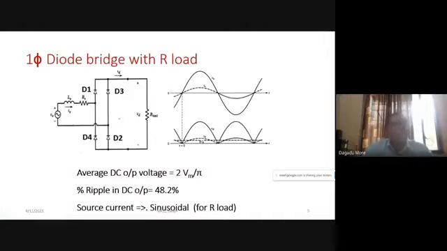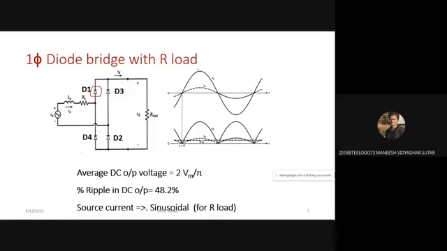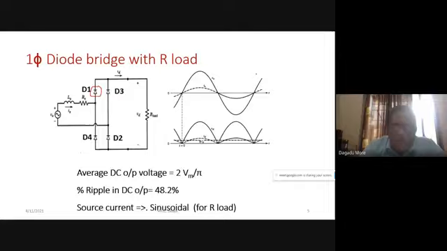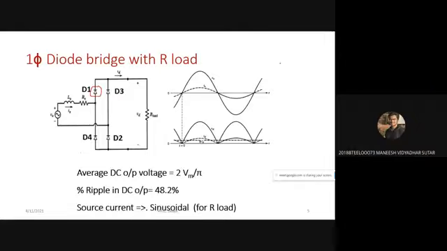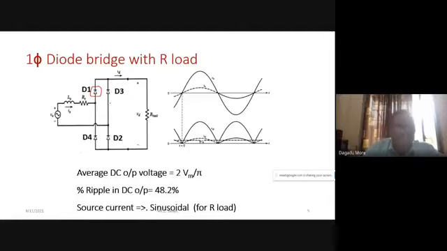What is the conduction period of each diode? Anybody can unmute. So, what is the conduction period of diode D1? What is the conduction period of diode D1? Loudly. 180 degrees, sir. So each device here, it is correct. Each device conducts for a period of 180 degrees.